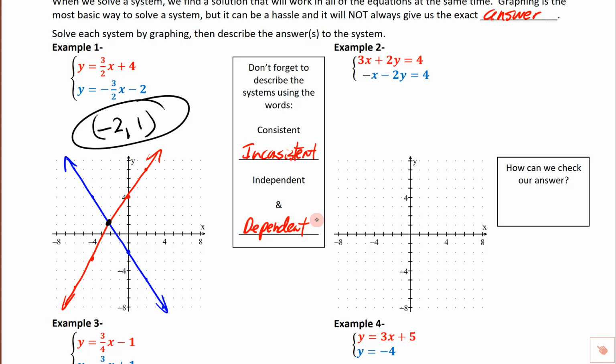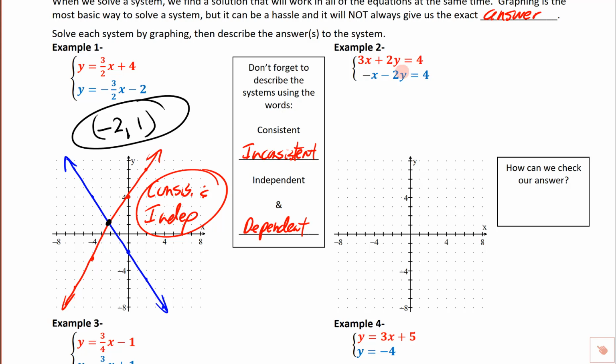Okay, so this one right here, because it has an answer, it's got to be consistent. So we're going to write this one down as consistent. And because it's got just one solution, not an infinite number of solutions, it's going to be independent. So this one's going to be consistent and independent. All right, so that's the other part of the answer. We've got the solution, and then we also want to just practice using our vocabulary words there.